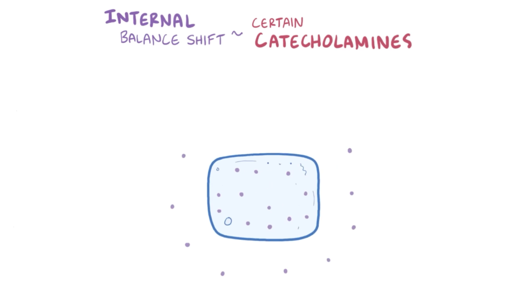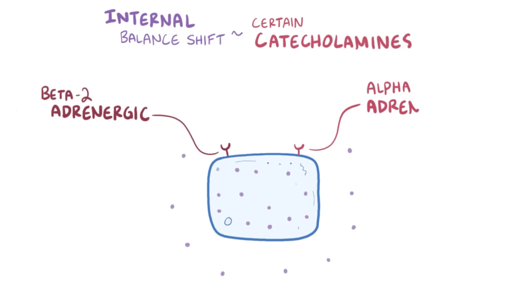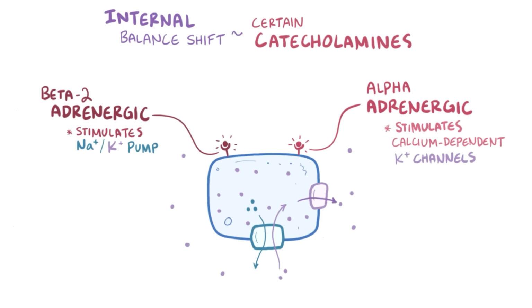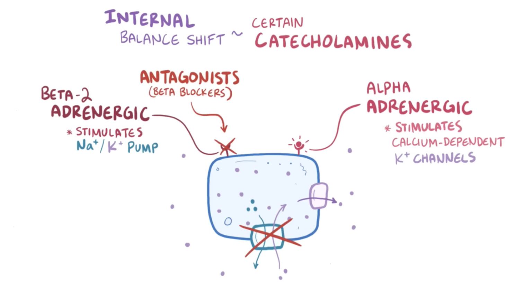Certain catecholamines can also shift potassium out of cells, and this is via beta 2 adrenergic and alpha adrenergic receptors on cell membranes. When activated, beta 2 adrenergic receptors stimulate the sodium potassium pump, which pulls potassium from the blood into cells. Meanwhile, alpha adrenergic receptors cause a shift of potassium out of cells via calcium dependent potassium channels. So, that said, beta 2 adrenergic antagonists, also known as beta blockers, and alpha adrenergic agonists both cause a shift in potassium out of the cells and into the blood.